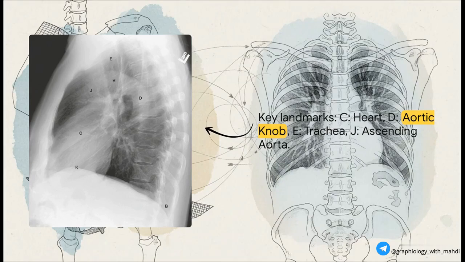The heart, C, is sitting right there on the diaphragm. The aortic knob is D, but now we can actually see the ascending aorta, J, as it curves up from the heart. The trachea, E, is that dark tube of air. And check out K, that's the right diaphragm. It's usually a little higher than the left, which is perfectly normal because the liver is sitting right underneath it. This side view is what really lets us build that complete 3D picture in our mind.